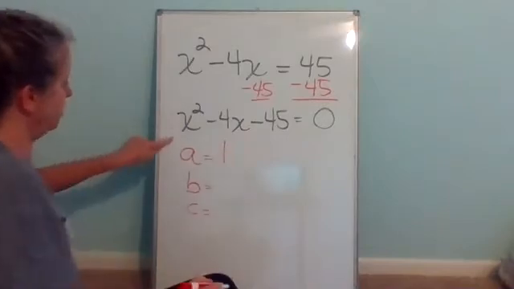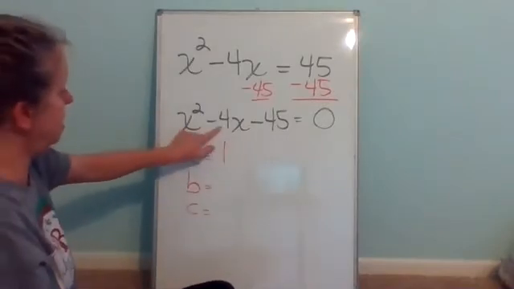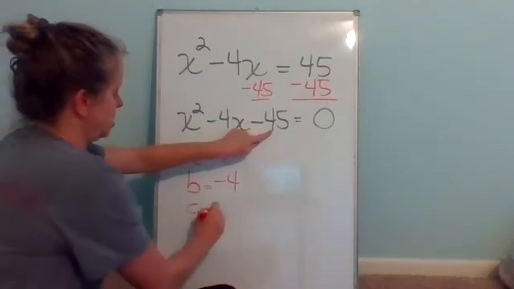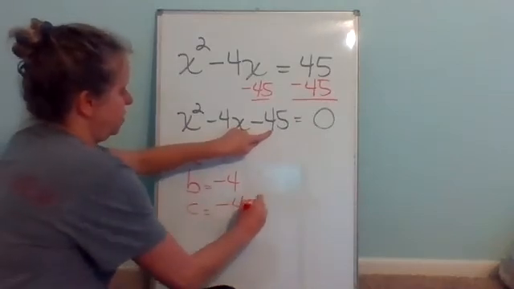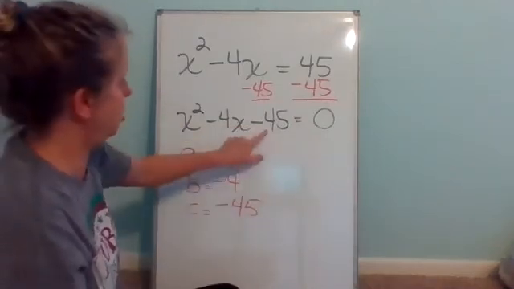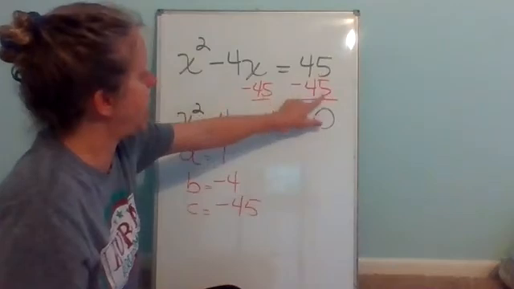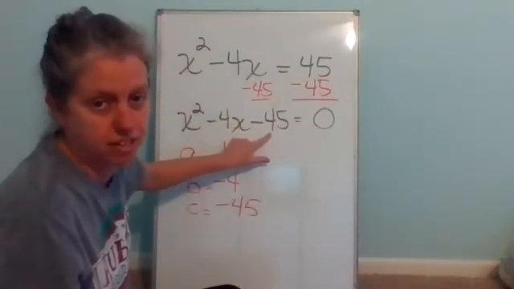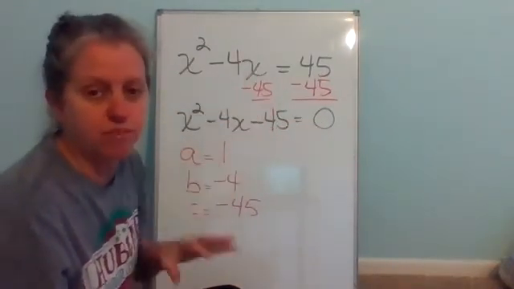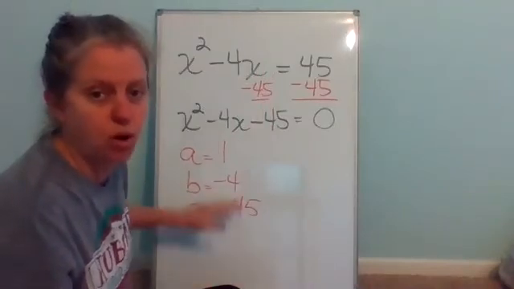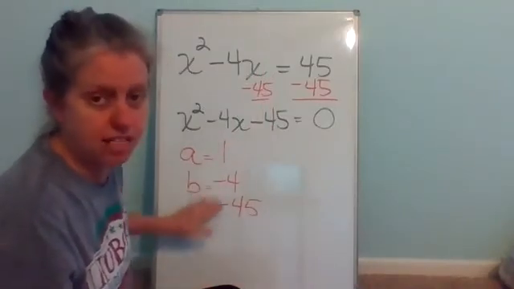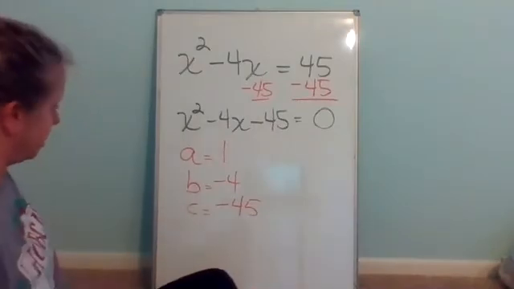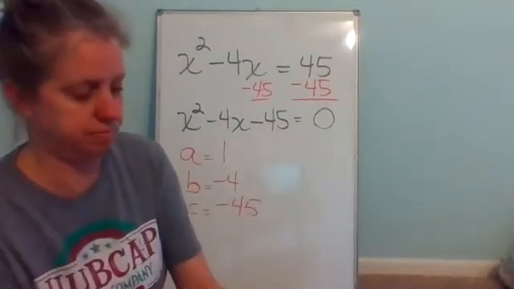So now I can enter my A, B, and C correctly into the quad program. A would be 1, B would be the -4, and the C, which is a constant, would be -45. So you notice when I move this 45 across the equal sign, it became -45. So that's what I'm talking about. If you don't set it equal to 0, one of the things that you're entering into the program will have the wrong sign.